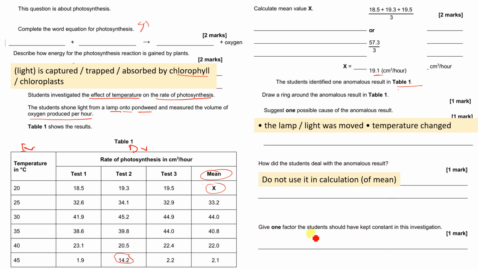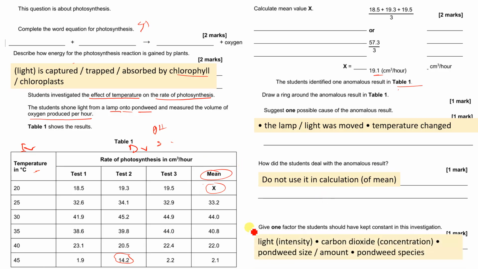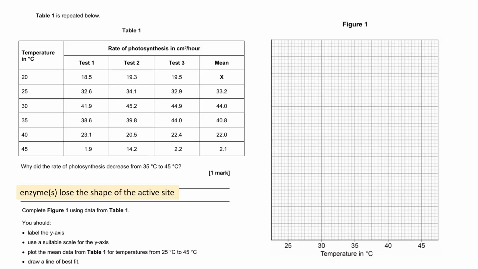Now, give one factor the student should have kept constant in this investigation. What they change is temperature. So things like pH, the species of the pondweed, all should be kept constant. The time should be kept constant. Light intensity, the carbon dioxide concentration, the size of the weed, the species of the pondweed, all should be kept constant to make it a fair test.